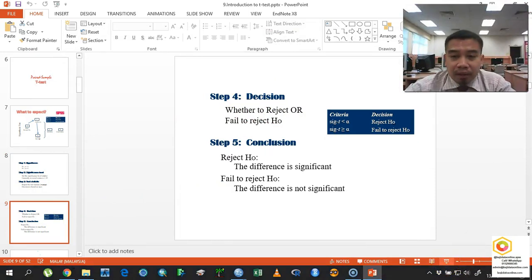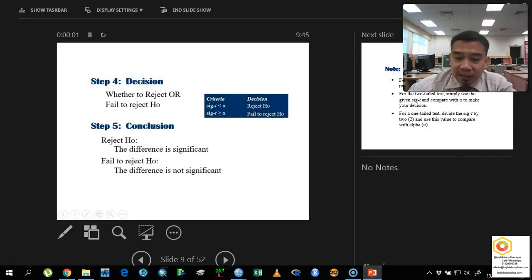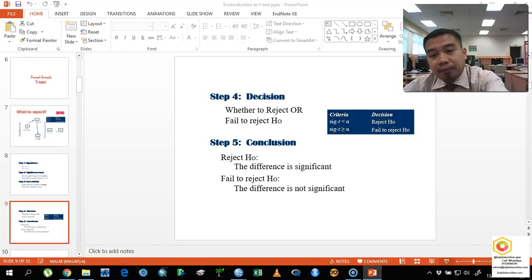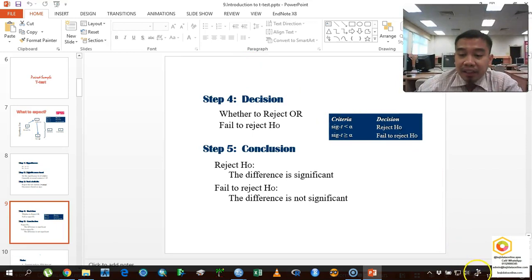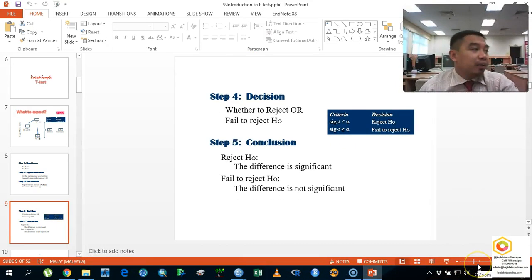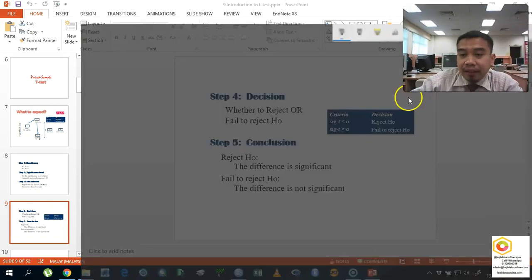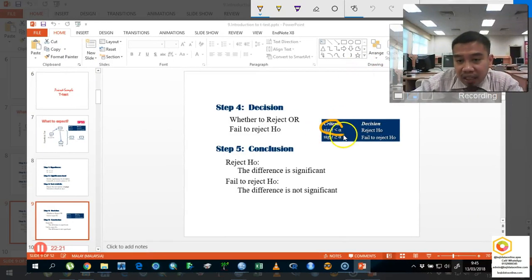So you must remember, your decision must always be like this. Your decision will be either you reject or you fail to reject your null hypothesis. You reject or you fail to reject your null hypothesis. This one. Kalau you punya alpha less than, maka you reject. Kalau more than, you fail to reject. Okay, this is the hint.